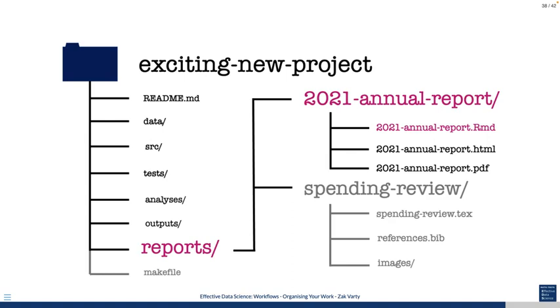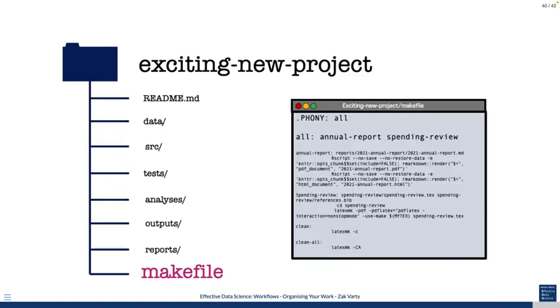So in our exciting new project, here we can see that the annual report is written in a Markdown format, which is compiled to both HTML and PDF. In contrast, the spend and review is written in LaTeX, and we only have the source for it. We don't have the compiled PDF version of the document, but that's okay, we can build it again from what's available here. Finally then, let's move on to the makefile.